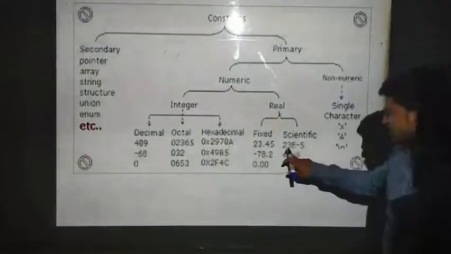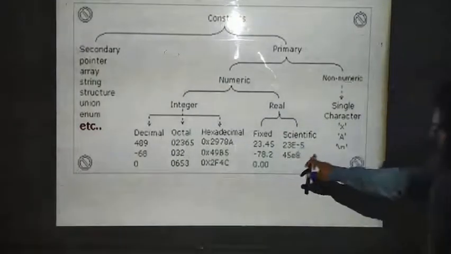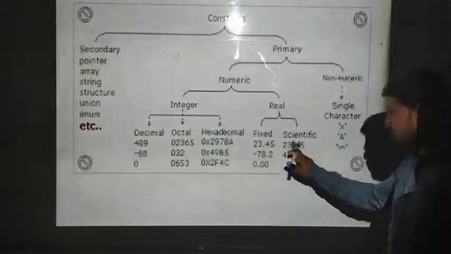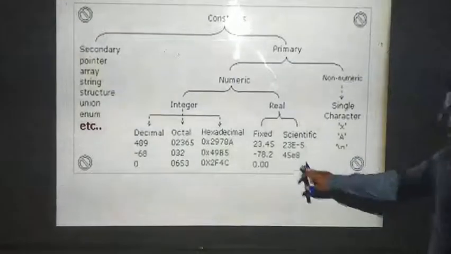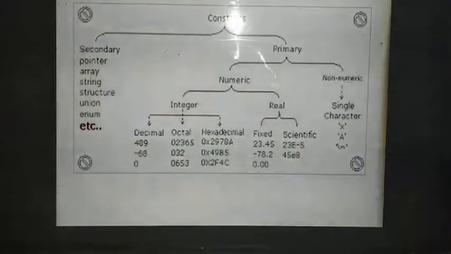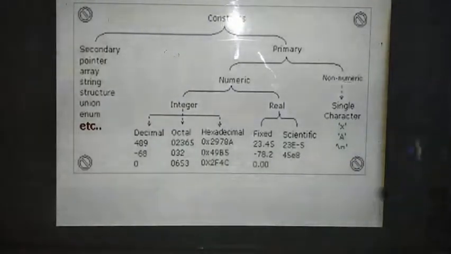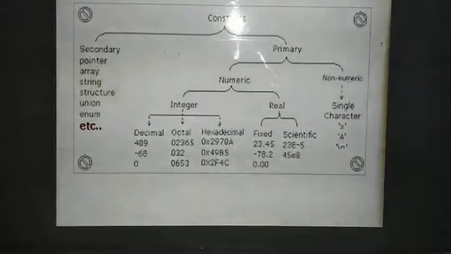Scientific means, here, 23 exponential minus 5. This denotes the number of zeros before 23. Here 45 E 8: E means exponent, and 8 means after 45 you will see 8 zeros. Non-numeric means a single character. In non-numeric we have single character constants and string constants.